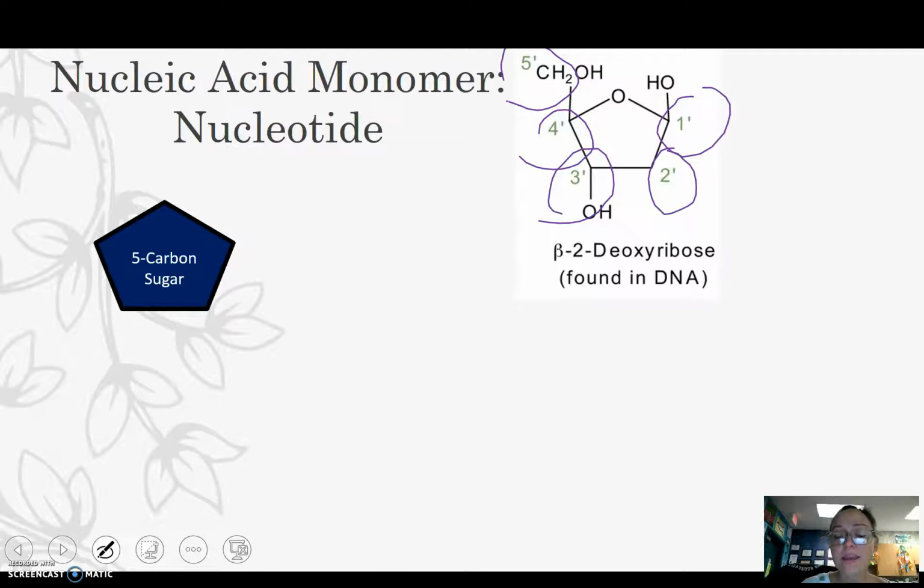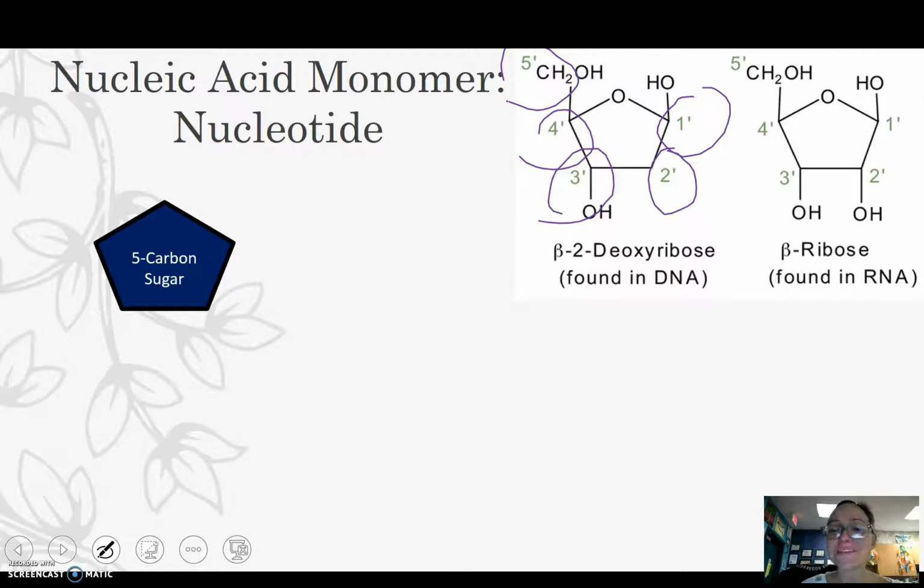Now in RNA, it's also a 5-carbon sugar, but it's slightly different. There's RNA, so you can see the difference here. DNA's sugar is missing an oxygen that RNA has, and so we call this deoxyribose, basically without oxygen. All right.